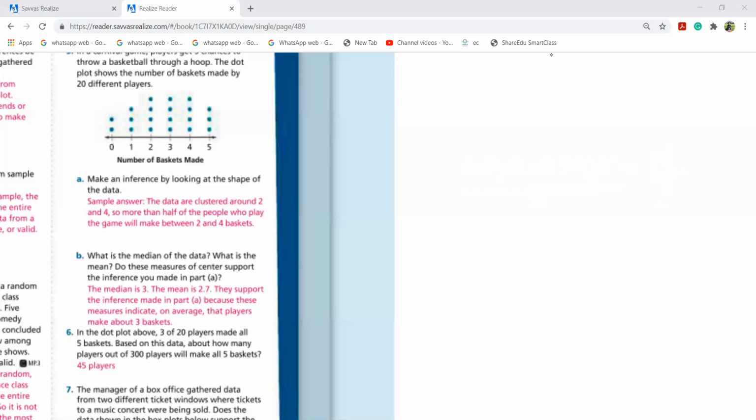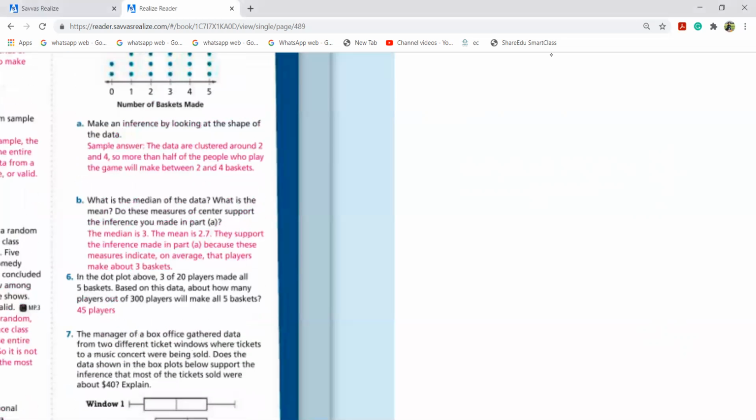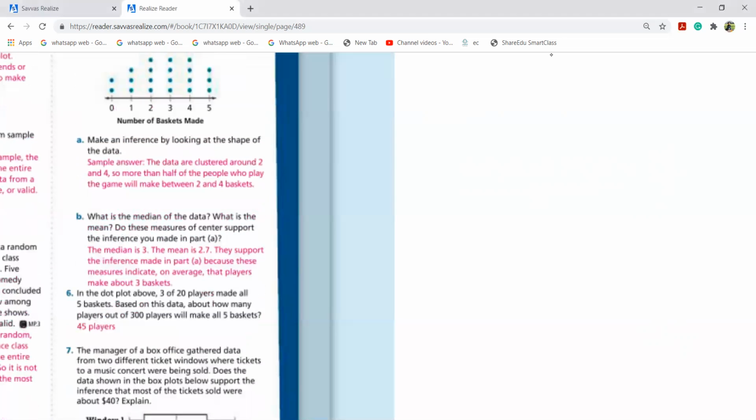Next here. In the plot above, 3 of 20 players made all 5 basketballs. That is, the second one made all 5 basketballs, the third one, the fourth one, all 5 basketballs. How many players of 300 players will make 5 baskets?